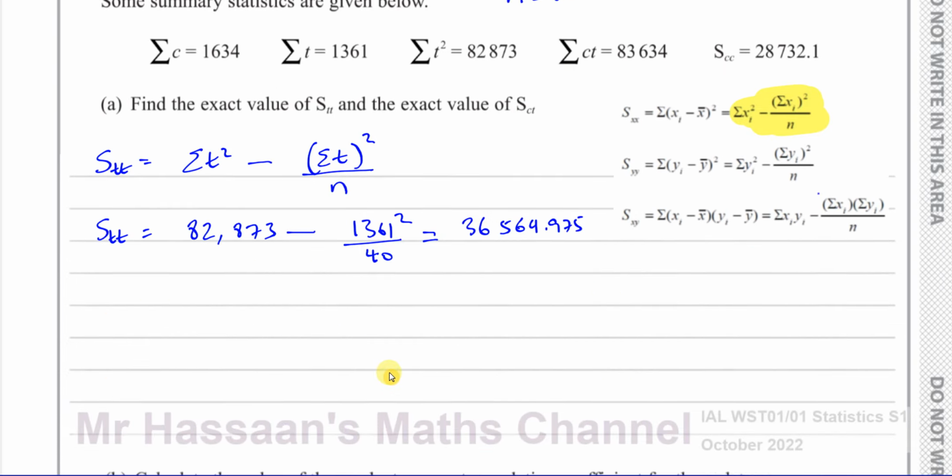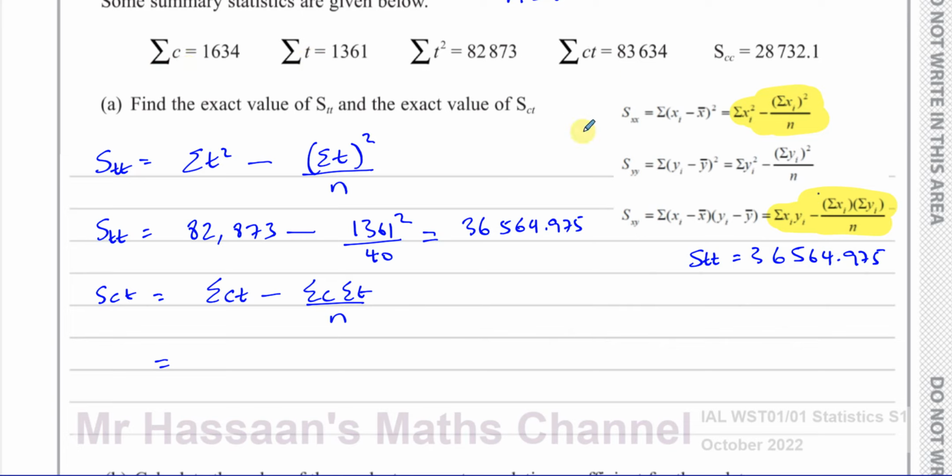Then we want to find SCT. STT is 36,564.975. For SCT, we will use the SXY formula, because those are two different letters. In relation to C and T instead of X and Y, it's the sum of CT, minus the sum of C times the sum of T, over N. In this case, it's the sum of CT, which we have here.